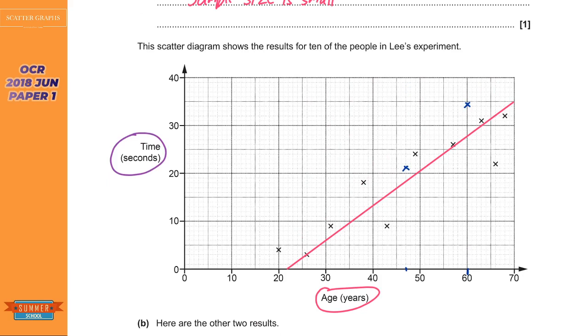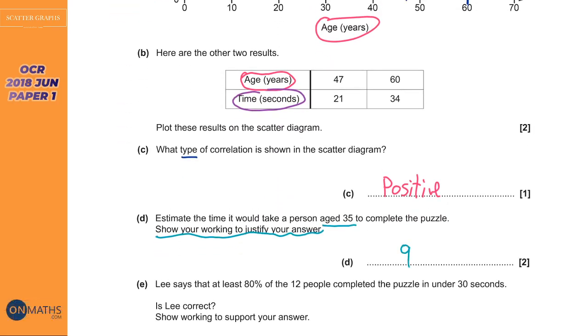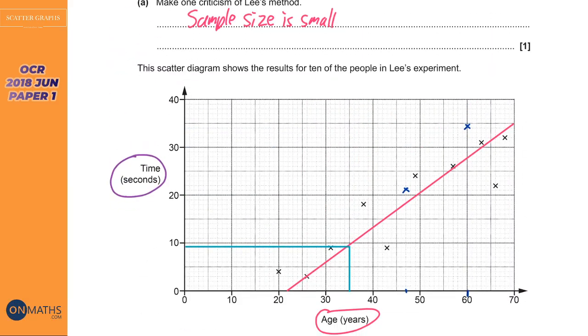So age is 35, and what we do is we go across to 35, and we draw a line up, and then we draw a line across where it hits our line of best fit. Now, it's not exactly 9, but for me, I'm going to put down 9. It's close enough to 9.